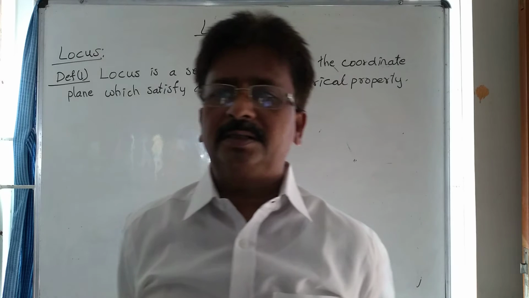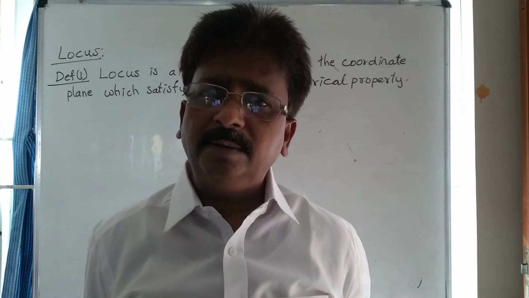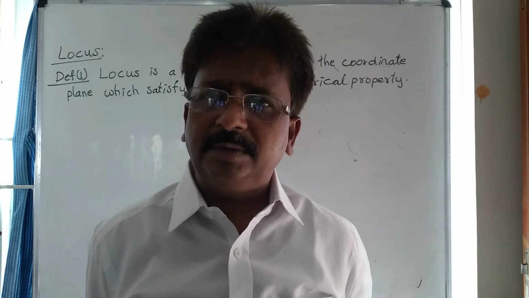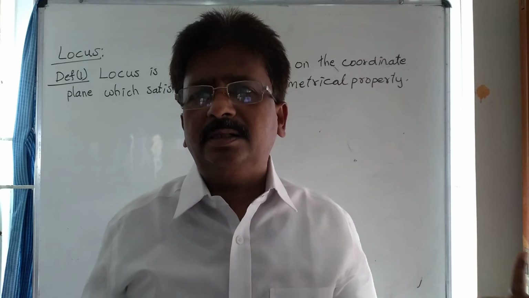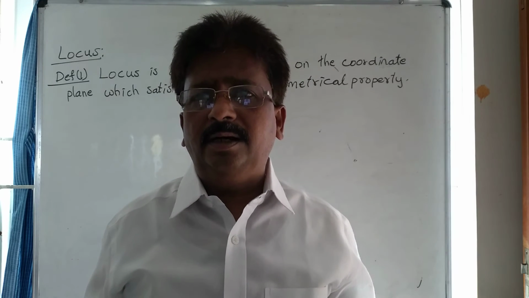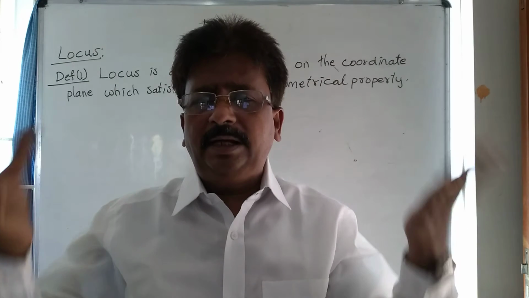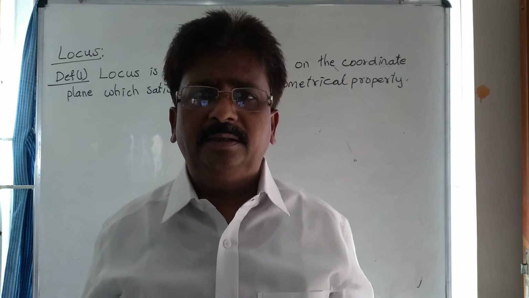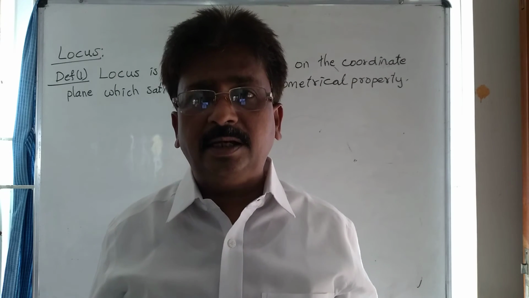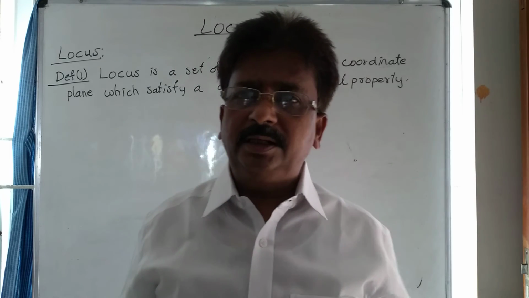A set of the points. You think about the shape of the set of the points, what is the shape? We can't say it is just a circle or ellipse or square or anything. Maybe a set of the points, or maybe a region also. Okay, it is one definition.